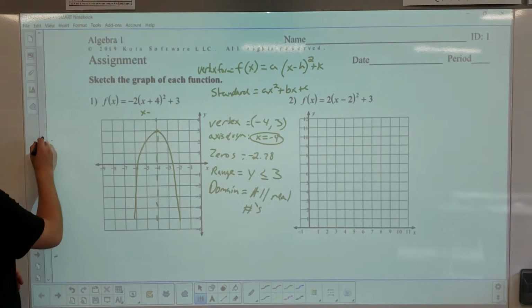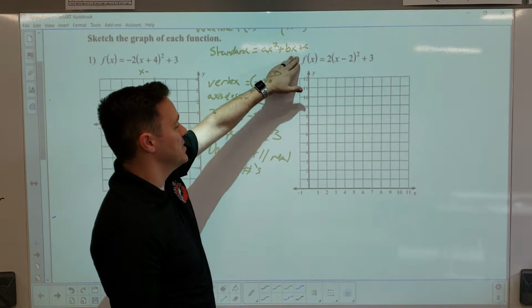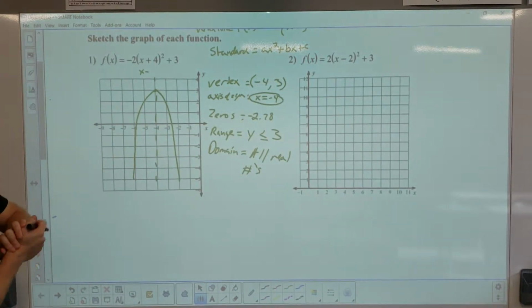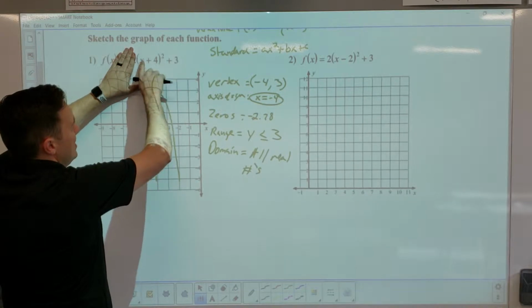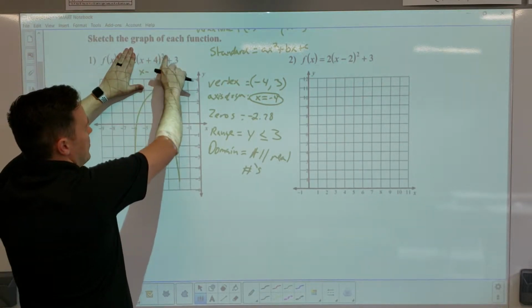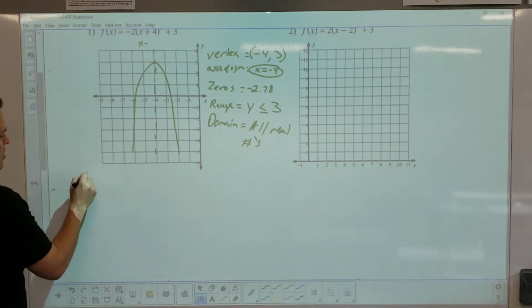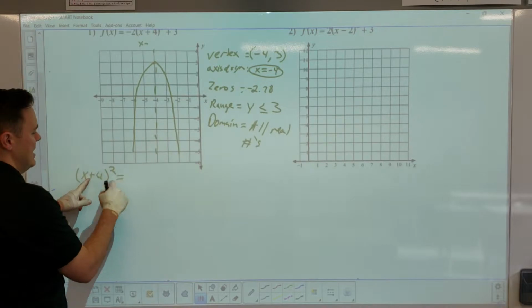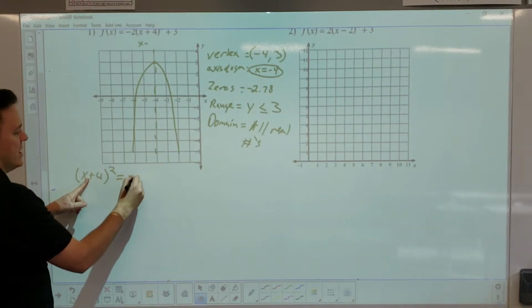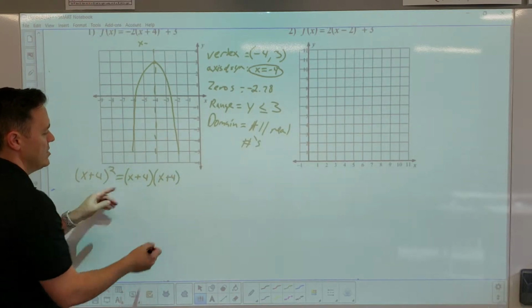Now what we want to do is work on getting this into standard form, which is ax squared plus bx plus c. So what we want to do is focus on this piece first, okay? (x + 4) squared. And what does that actually mean? If you guys remember, x plus 4 squared means there's 2 of these. So it's x plus 4 and x plus 4, right? So there's 2 of them.